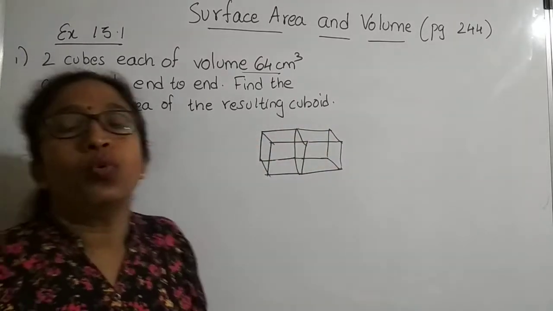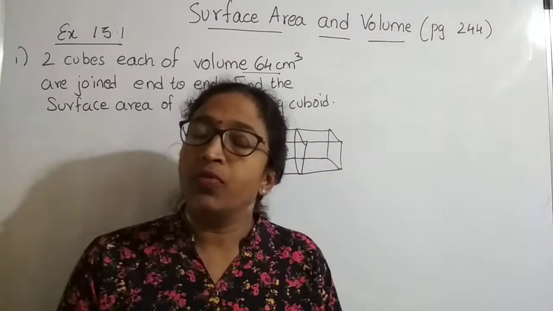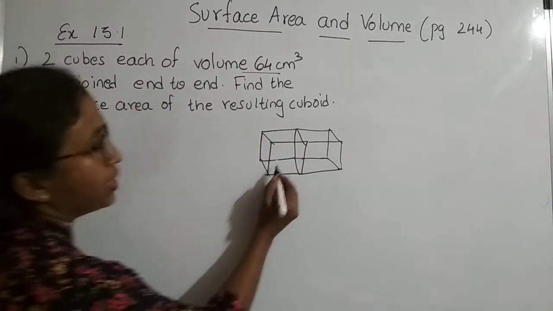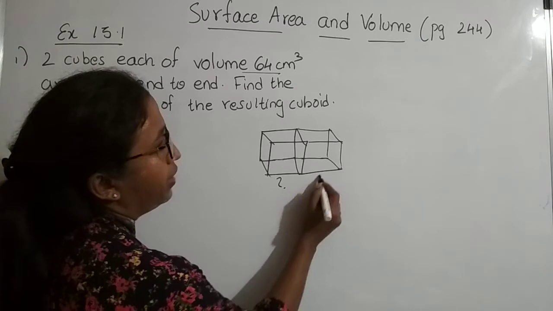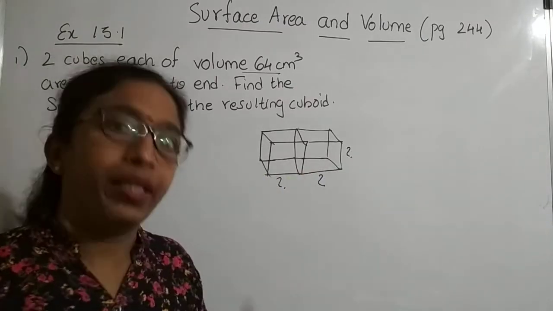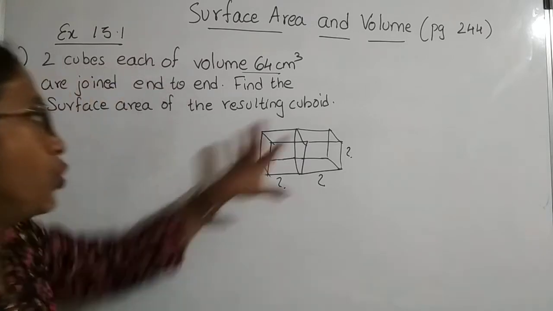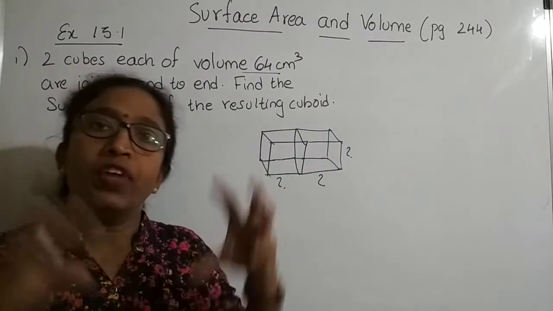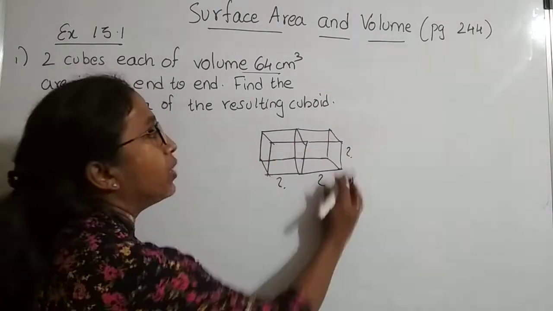Now we all know that the volume of the cube formula is side cube. So can we find the side? It's a cube, so can we find the side here? Because length, breadth and height are the same. So first thing, let us find what is the side. Once we find the side of the cube, then we have to find the surface area of the resulting cuboid.